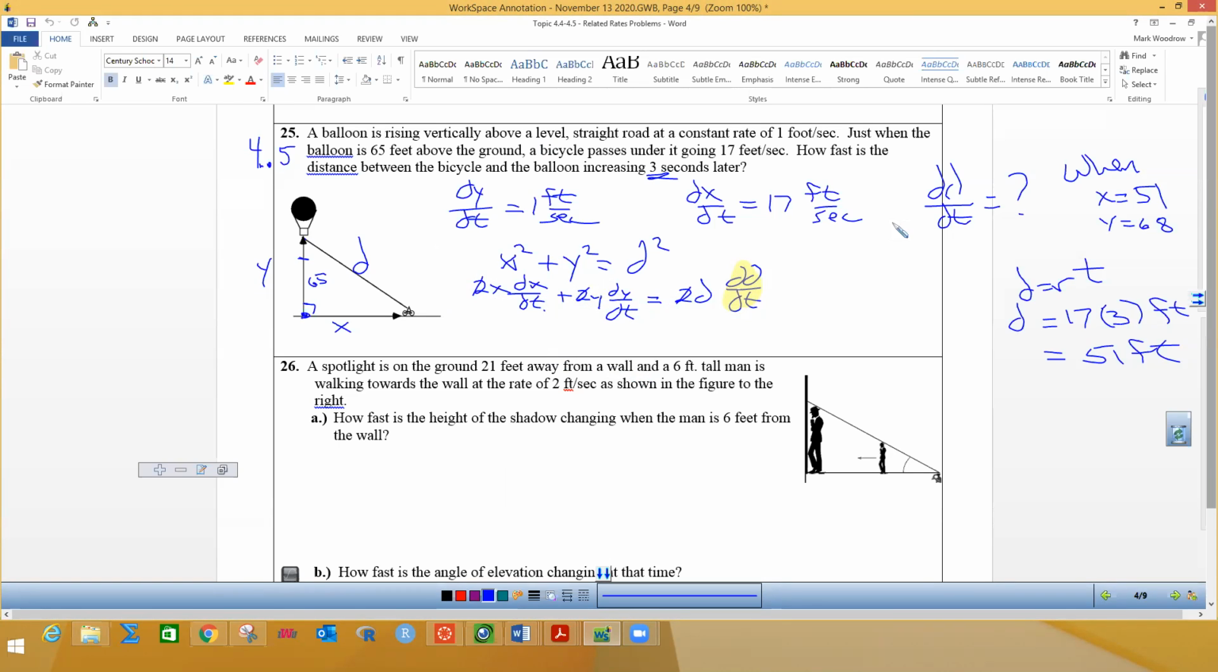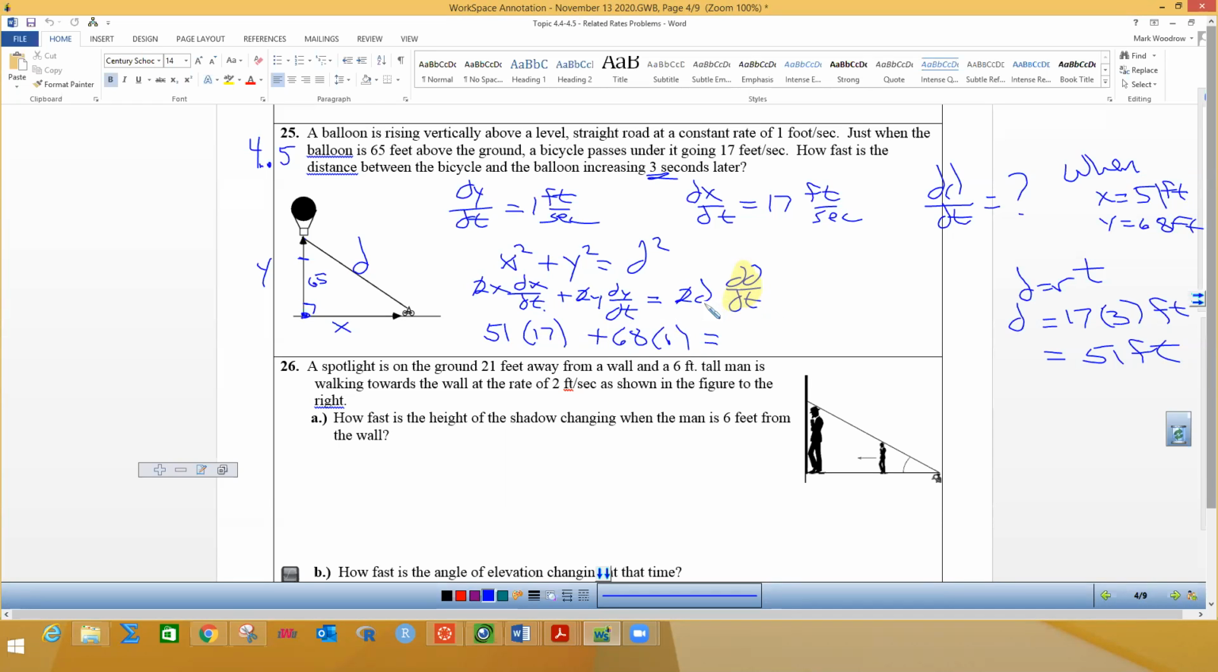So we're going to plug stuff in. x, we're looking when x is 51 feet, and dx/dt is 17 feet per second. So we're going to multiply that times that. Now this would be feet squared per second, because I'm taking feet times feet divided by seconds. And then plus my y value is 68 feet, and my dy/dt is times 1 foot per second. So this foot times foot divided by seconds is also feet squared per second. So these are like terms.